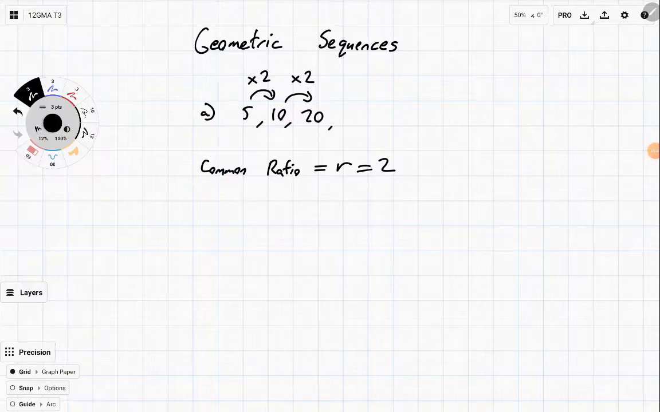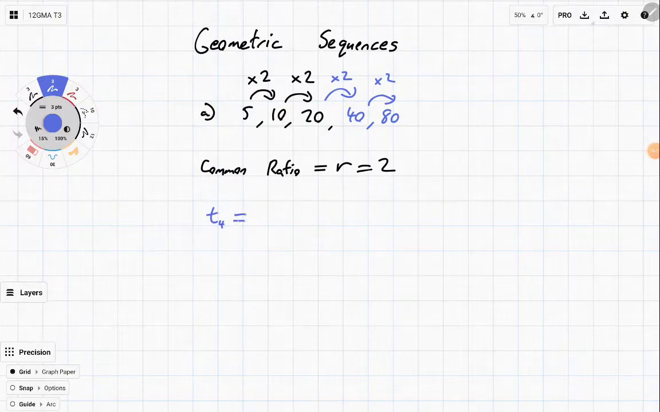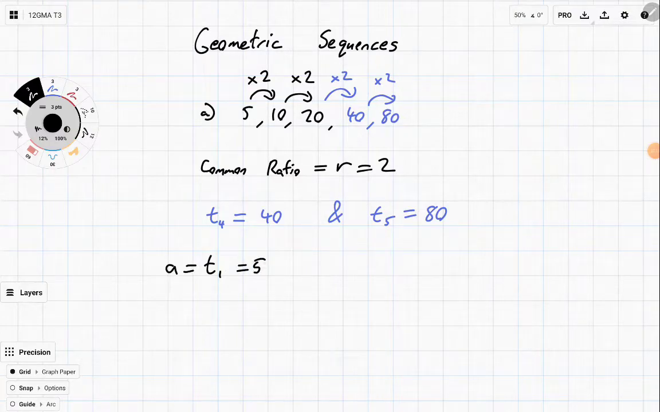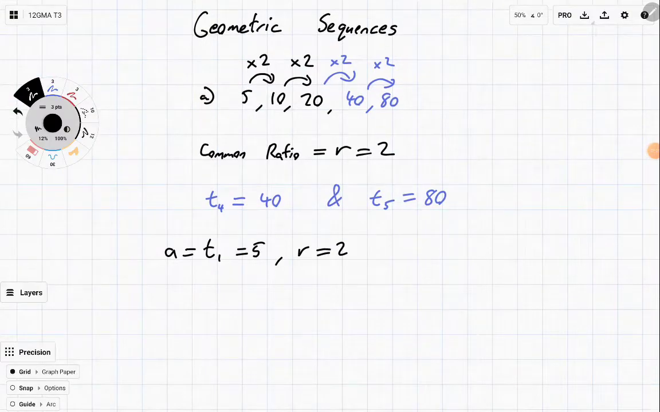So for example, the fourth term in this sequence, well, 20 times 2 would be 40. 40 times 2 would be 80. We use the exact same notation for everything else. So for example, T4, the fourth term, is 40, and T5, the fifth term, is 80. That's all exactly the same. Now, as before, that also means that T1, which is sometimes called A, in this case would be 5. And so the only two pieces of information you'd need to determine the entire sequence would be that the first term, T1, is 5, and the common ratio is 2.